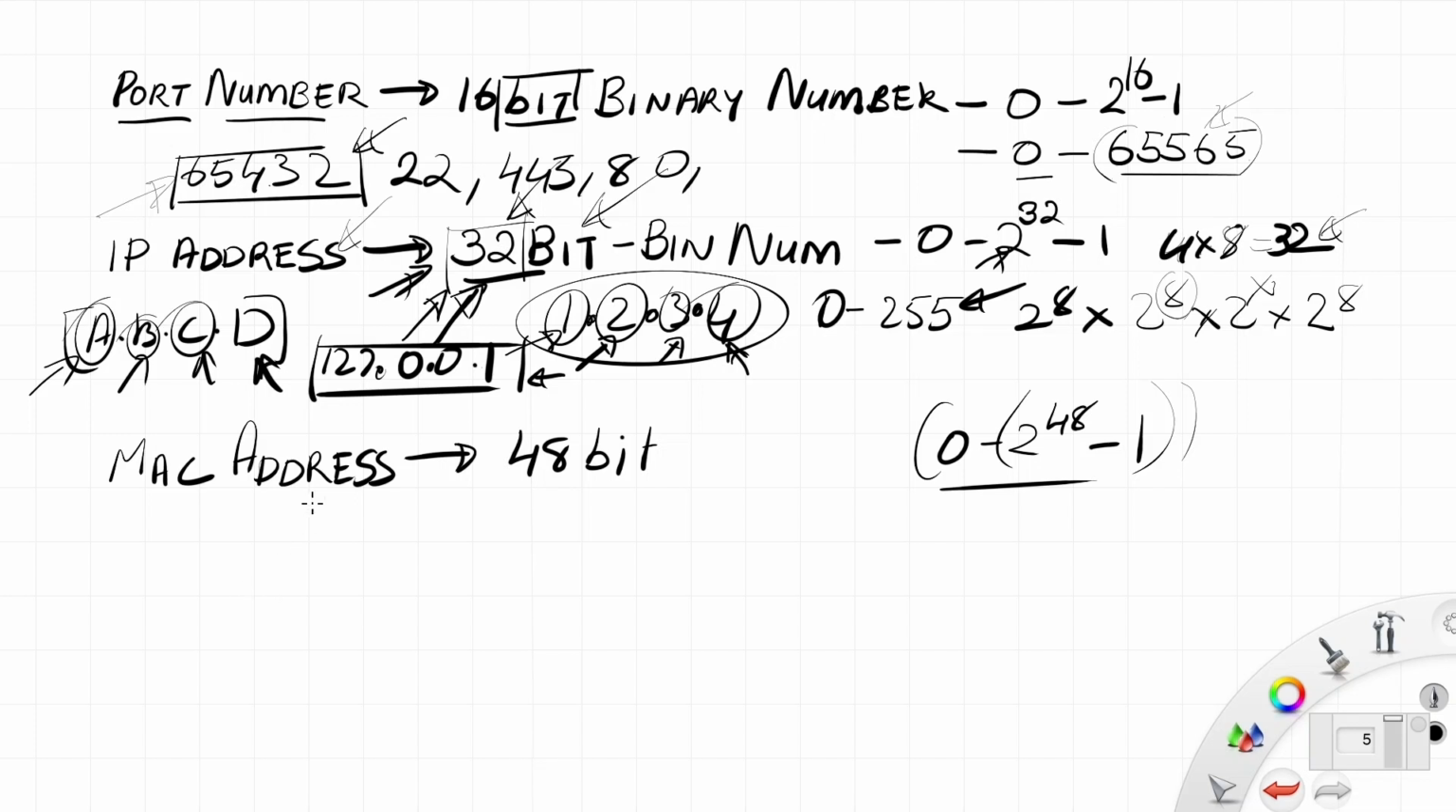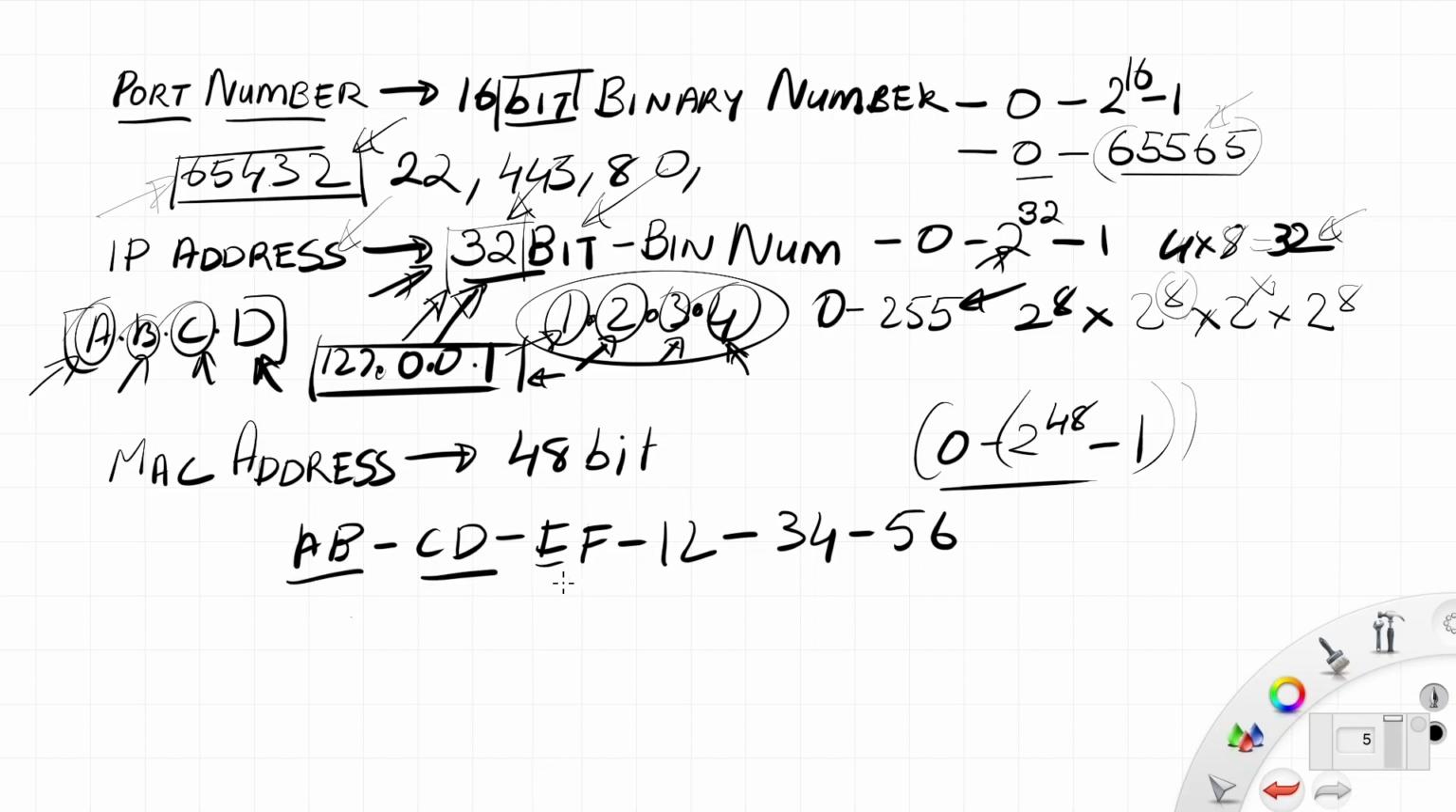Now a MAC address is not represented as decimals. It has a special format like AB-CD-EF-12-34-56. So let me explain what this format is. This is hex actually. The numbers are hex or hexadecimal numbers. Hexadecimal, if you remember, is 16-based numbers.